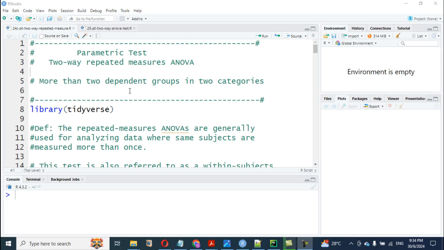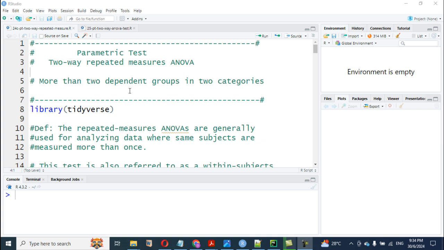Yeah, welcome back again. So this time we are looking at another parametric test called two-way repeated measures ANOVA. The last class we had one-way repeated measures ANOVA. This time around, we want to look at two-way repeated measures ANOVA. We must understand that one was looking at more than two dependent groups or samples, right? This time around, we are looking at more than two dependent groups of samples in two categories. Just look at it in the form of a two-way ANOVA, but this time in repeated measures.